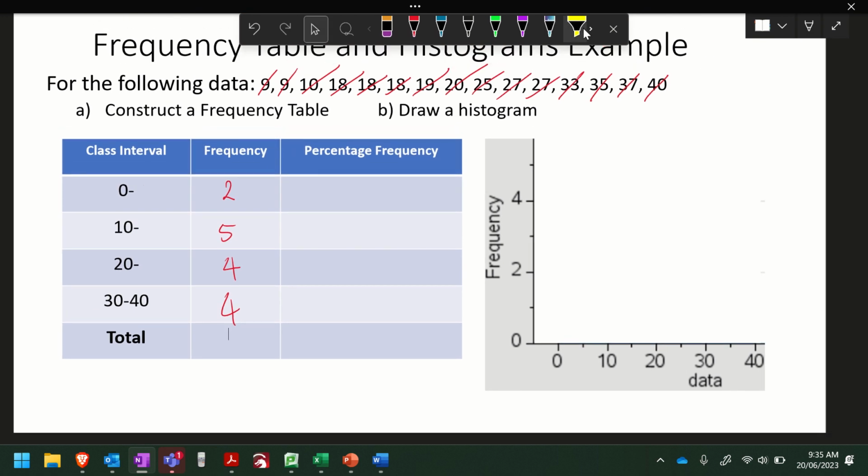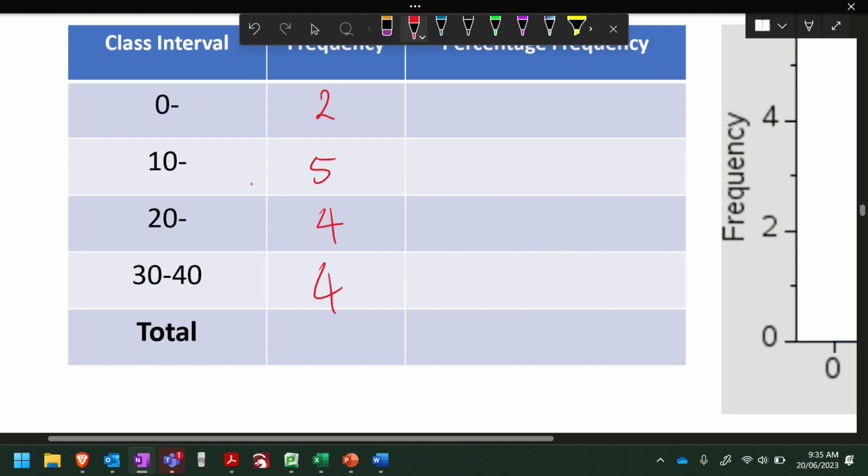Cool. Now we put the totals. Remember the total is just the total for the frequency. What's that? 8 plus 7 is 15. There should be 15 in total. I use black for that.